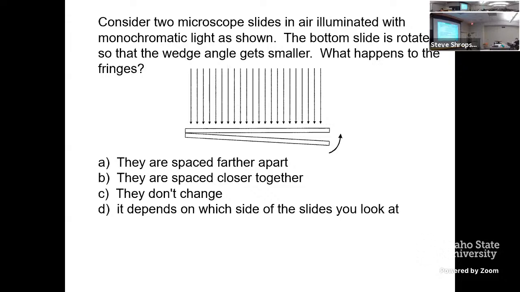What happens to the separation of the fringes that you'll see? That's the question. Do they go farther? Are they spaced farther apart as you bring that bottom slide up? Are they going to be spaced close together? Do they not change? Or does it depend on which side of the slide you look at, if you're looking at it from above or below? That's the question. And that's all the time we have. So ponder this, and we'll start off our discussion tomorrow on this point. Thank you for your attention.